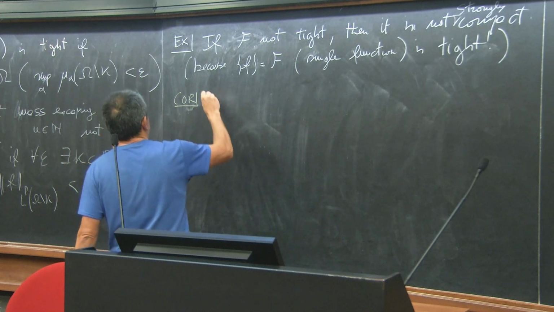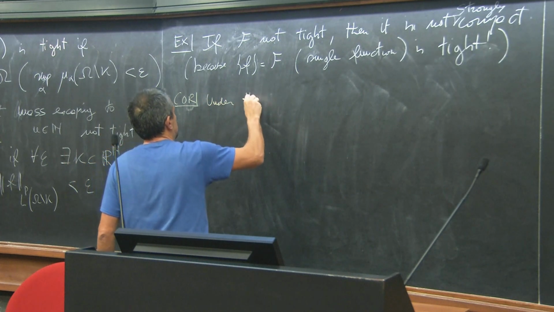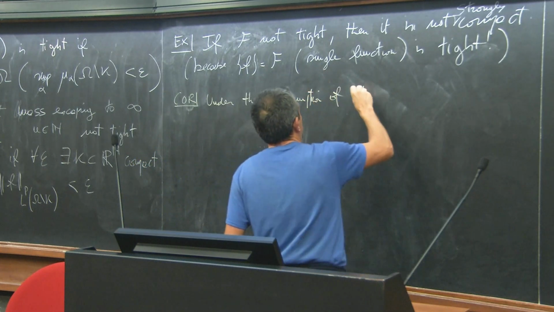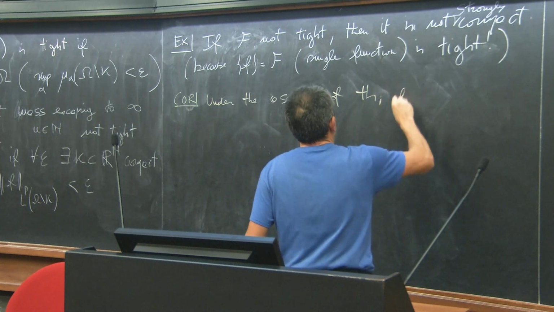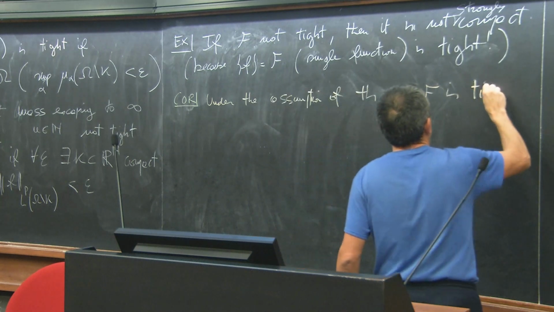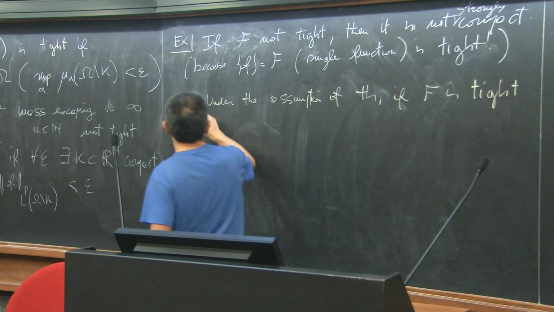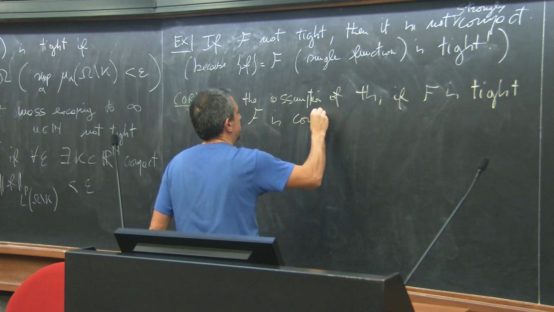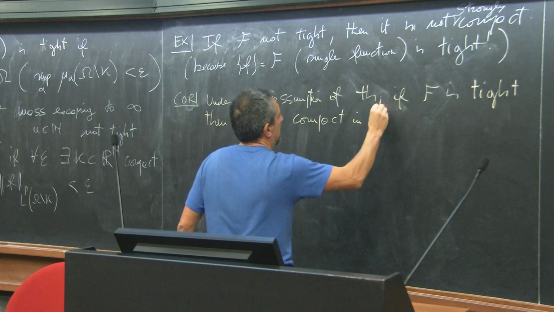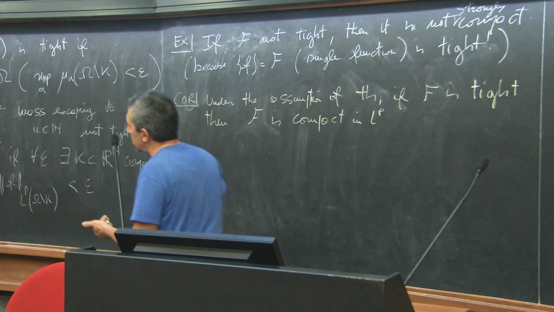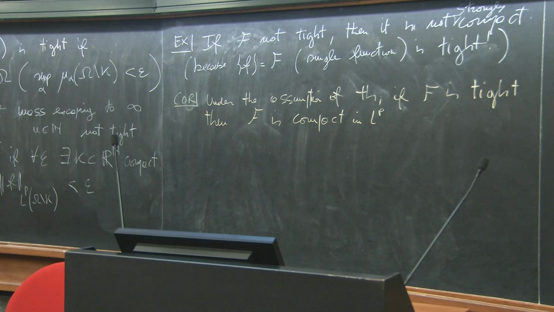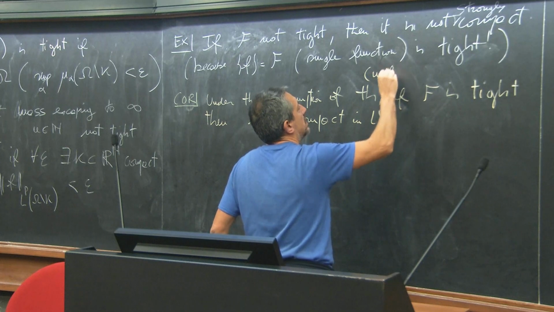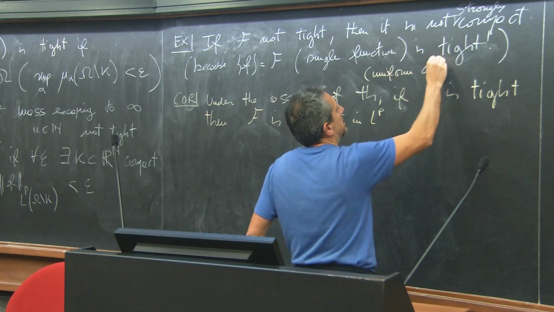So under the assumption of the theorem, if F is tight, then F is compact in LP with the strong norm. And the assumption of the theorem is the continuity with respect to translation. So this is uniform continuity.